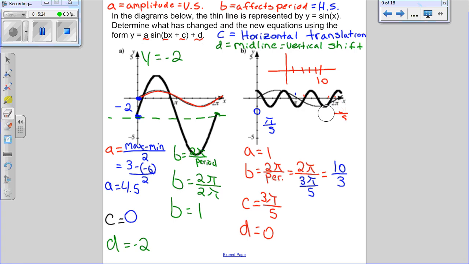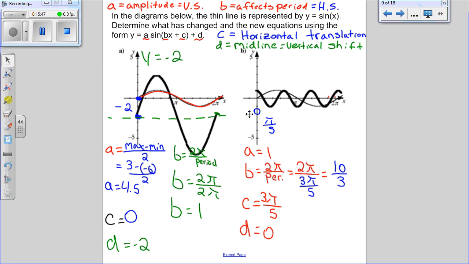Next thing, let's start actually figuring out variables. So A, what's A also equal to? Max minus min divided by 2, or the amplitude, which is the distance from the top to the middle. The distance hasn't changed on this thing. So the amplitude hasn't changed, so it's equal to 1. You'll notice my high and my low are still the exact same distance away as the original graph.